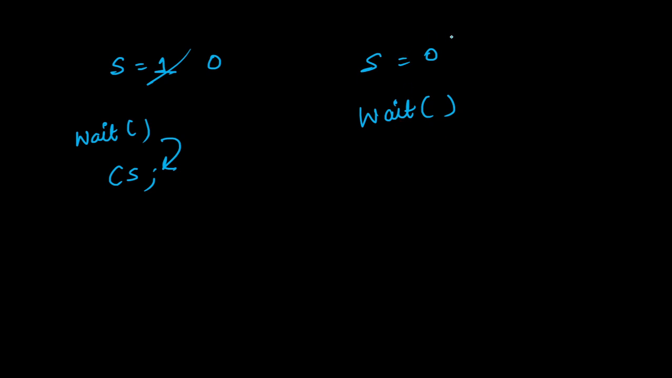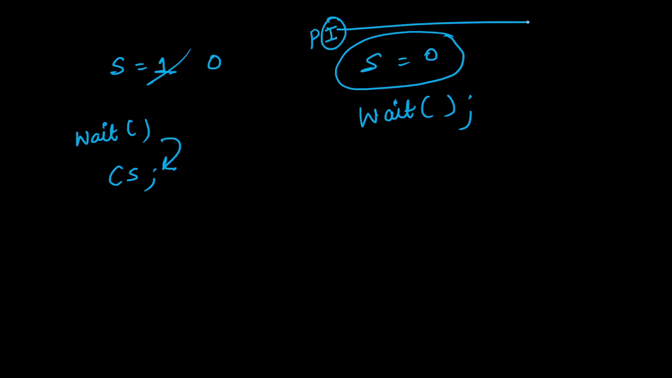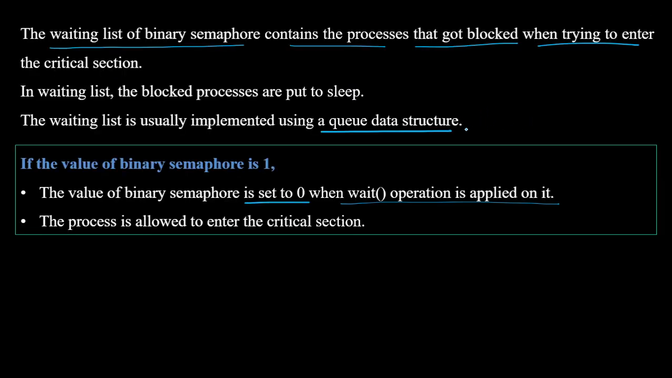If s is initialized, if its value is 0, and I am applying wait on it, this process, whatever process, suppose it is process i, will enter the waiting list. Okay, if the value of semaphore is already 0 and you apply the wait operation over it, it will not become -1. It will send that process to the waiting list. This is what is written over here.